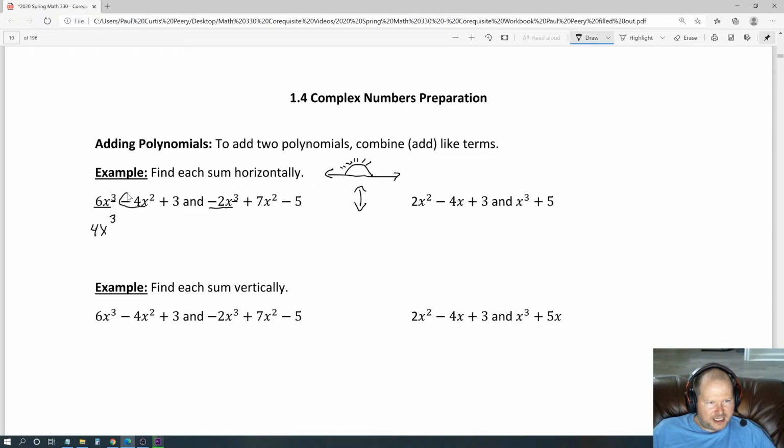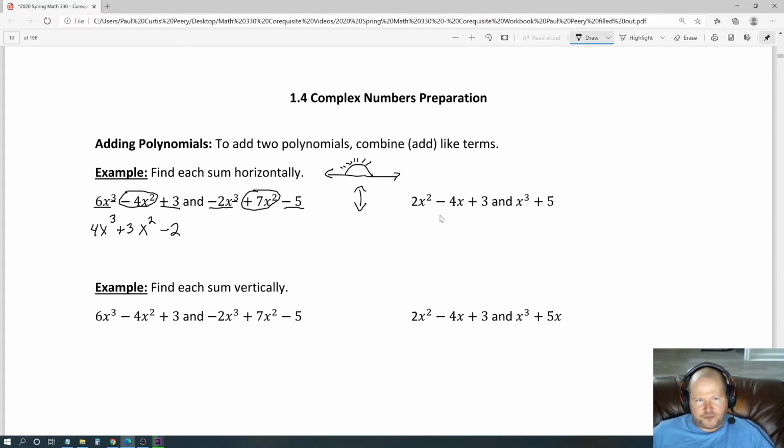We see a second degree term right here, and we also see a second degree term over here. Okay, so now we're going to say negative 4x squared plus 7x squared. Negative 4 plus 7 is 3, and now we have 3x squared. Again, the degree did not change when we add and subtract. Next, we see a positive 3 and a negative 5. So positive 3 minus 5 is negative 2, and we are done.